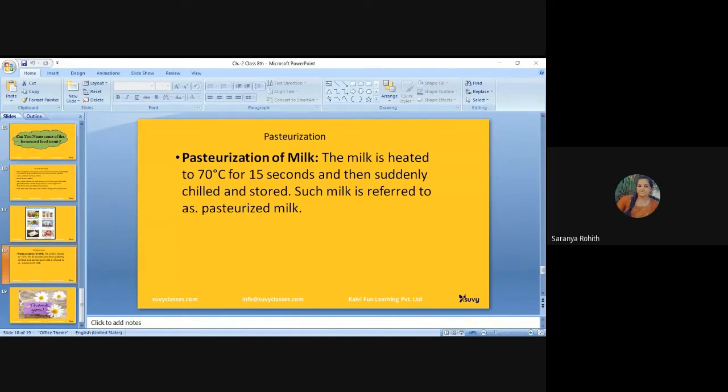So this is the pasteurization you can do at home. You don't have to boil the milk fully. You just turn off the gas once the layer starts forming. It means the milk has reached a temperature of 70 degrees Celsius. Then take the milk off the gas and store it in the refrigerator. That will be pasteurization at home. Yes, ma'am. Thank you.